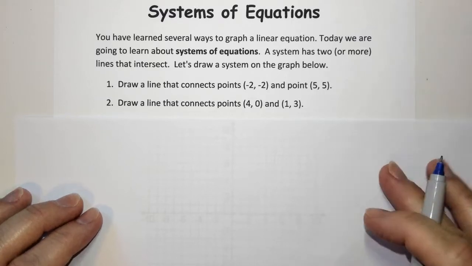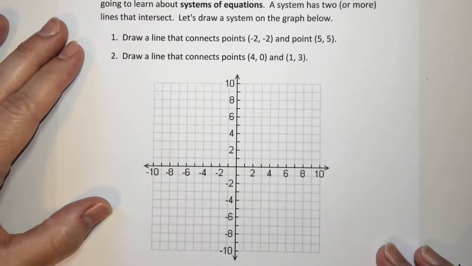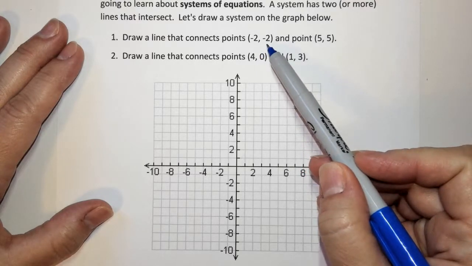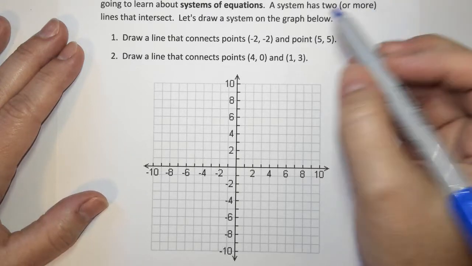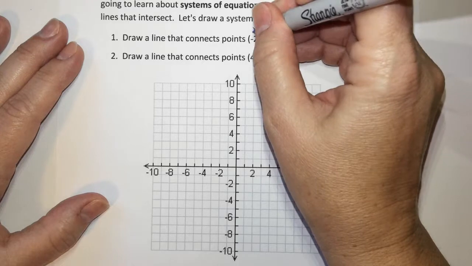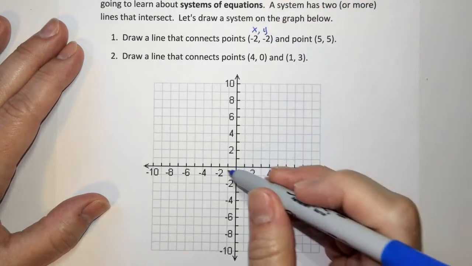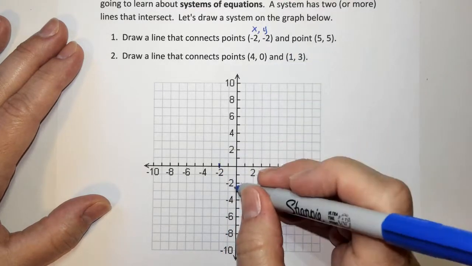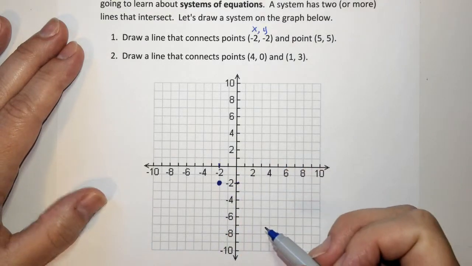So let's draw a system on the coordinate plane below. Line 1. Draw a line that connects the points (-2, -2) and (5, 5). Now we only need 2 points to graph a line. So let's begin with this point. Remember, we have x value, y value. X is -2 right here at the same time that y is -2 as well. And here is that corresponding point.